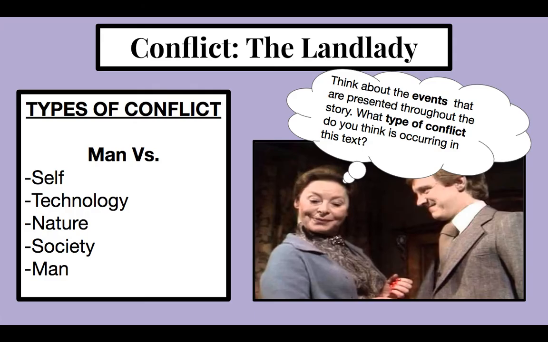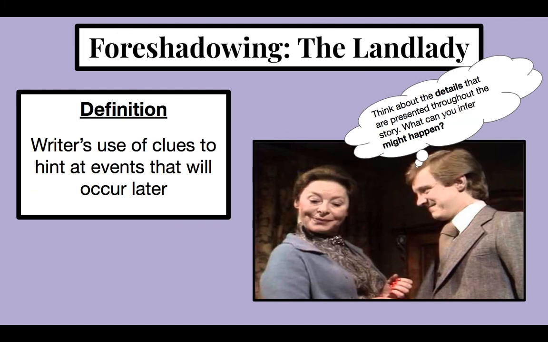All right. Now, when you're looking at the conflict, okay, I want you to think about the events that are presented throughout the story and what type of conflict do you think is occurring? Now, when I say conflict, I mean the main conflict, okay? For foreshadowing, remember, it's the writer's use of clues to hint at events that will happen later. Think about the details that are presented throughout the story and what can you infer might happen. Now, when you are reading your text, there are some questions that ask you to stop and think and make an inference. All right, so take those seriously because it will help you with your quiz later on.